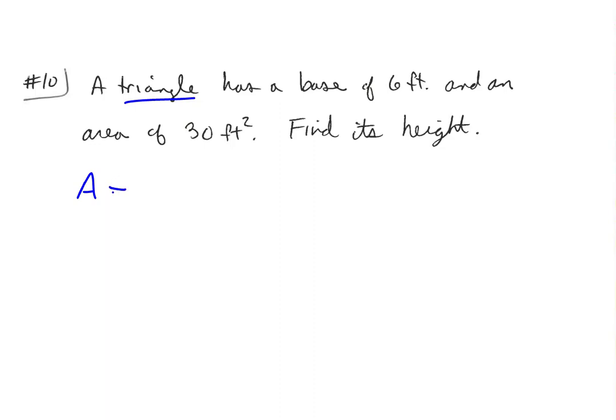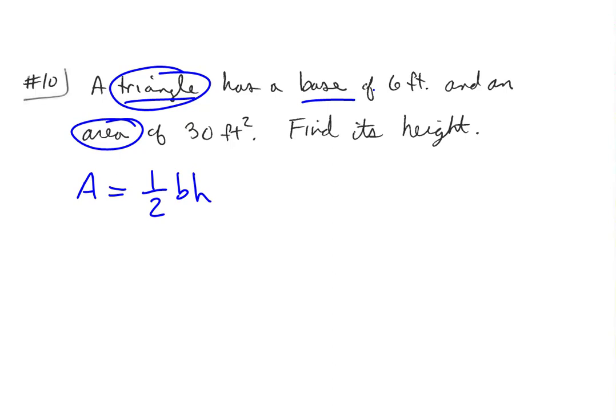But let's write out, first of all, the formula for area of a triangle. And by the way, we know we're looking for that because this problem specifies we have a triangle and it gives us something about the area. So area of a triangle is 1/2 times base times height. As you can see in this problem, they're actually giving us these measures. The base is 6 feet, and the area is 30 feet squared, and then they say find the height. So you can see all the corresponding measures here.